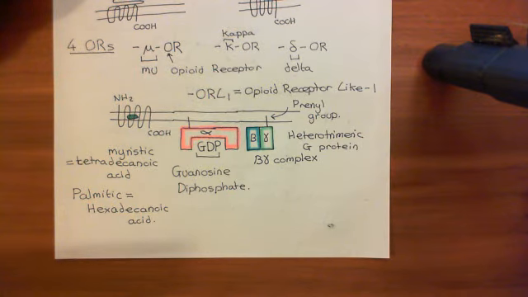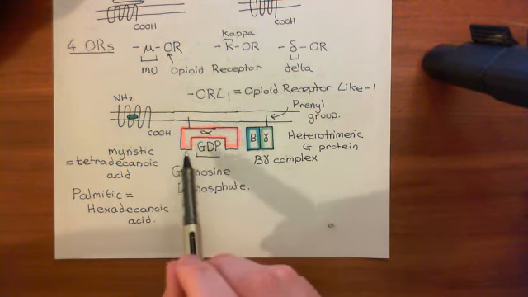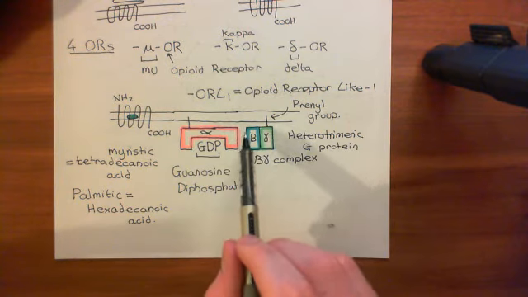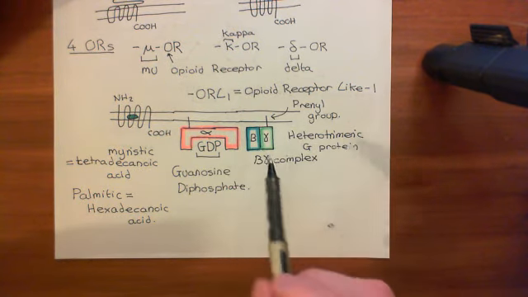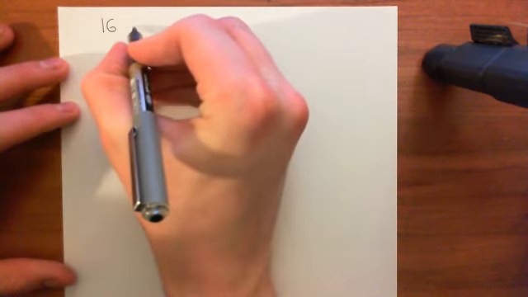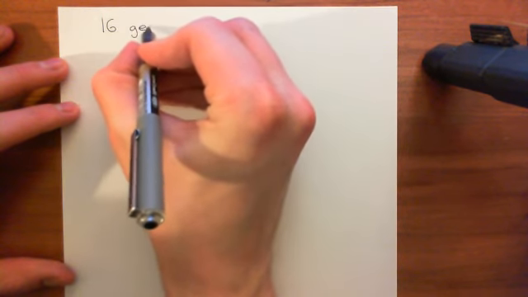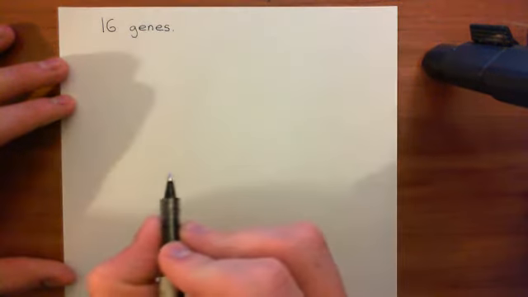And to do this, we need to look at how many different alpha subunits the human body has. We need to look at how many different beta subunits the human genome has, and how many different gamma subunits the human genome has. Basically, you have 16 genes which code for different alpha subunits. So we'll start off with the alpha subunits: there are 16 genes coding for different alpha subunits.